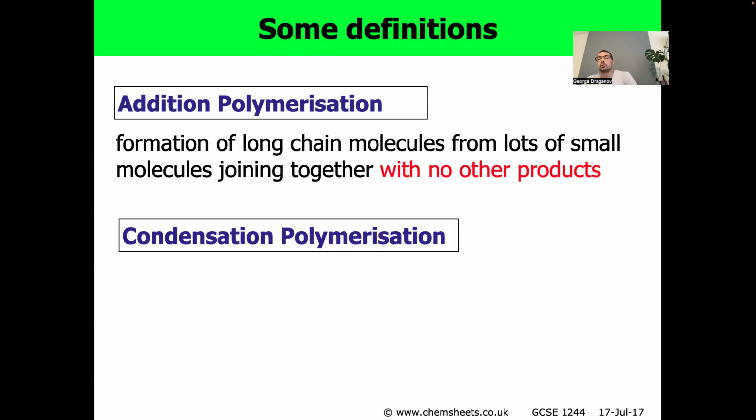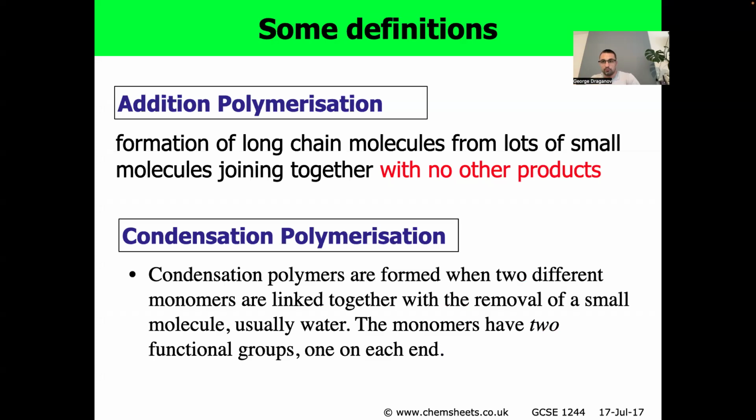In condensation polymerization, a small molecule is going to come off, namely mainly water at GCSE. So condensation polymers are when two monomers with different functional groups join together and a small molecule is produced. So once again, two different monomers are linked together. By different, they have to have different functional groups.